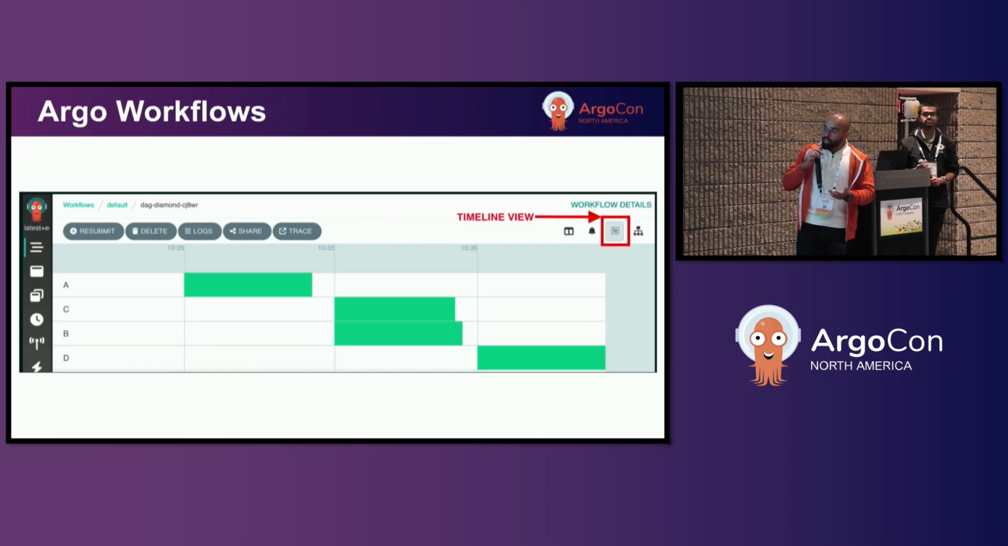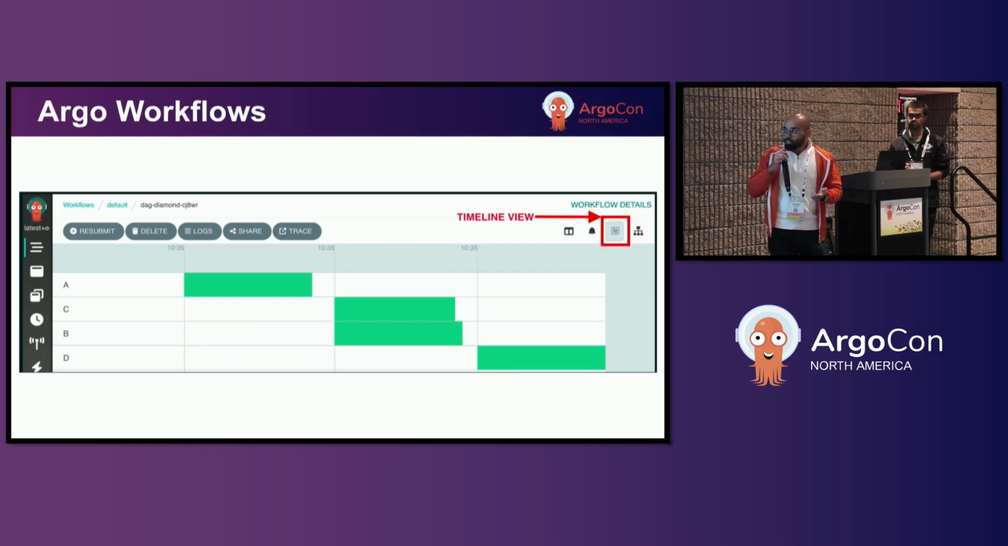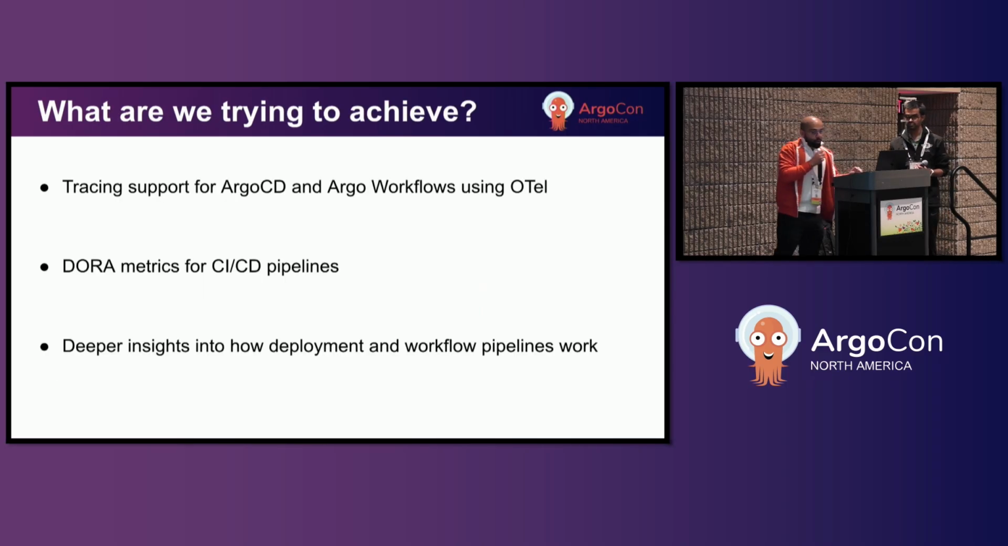There might be a DAG where A is the root step and B and C are executing parallelly, and D is the final step of the DAG. So it gives us a lot of information on how this looks. But if you want to capture more attributes out of it, we need something like workflow tracing for the same. So what are we trying to achieve here?